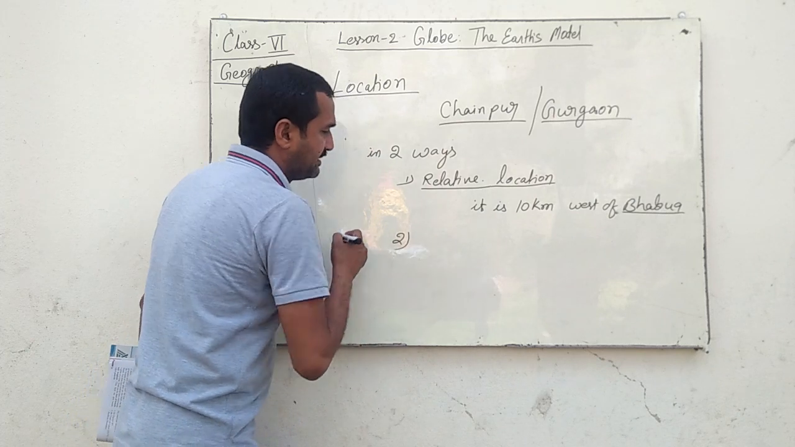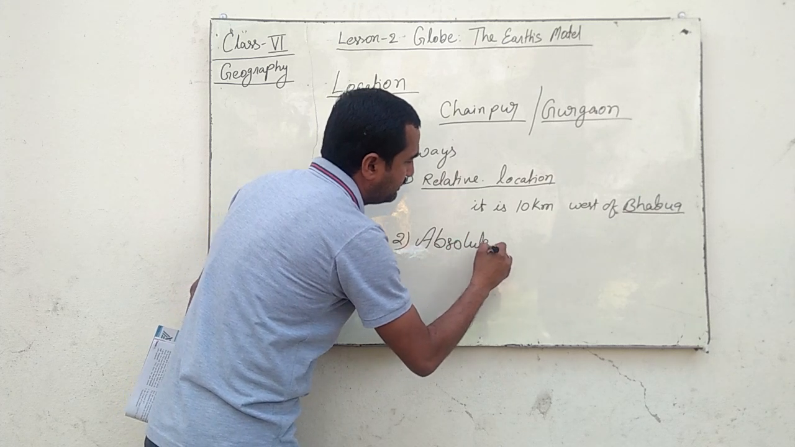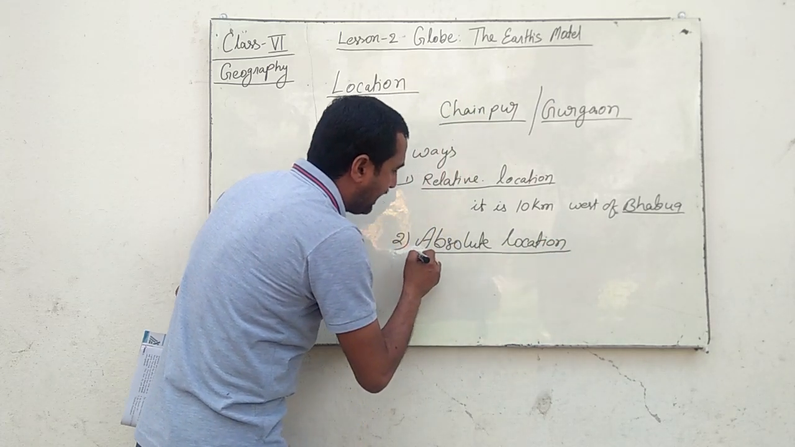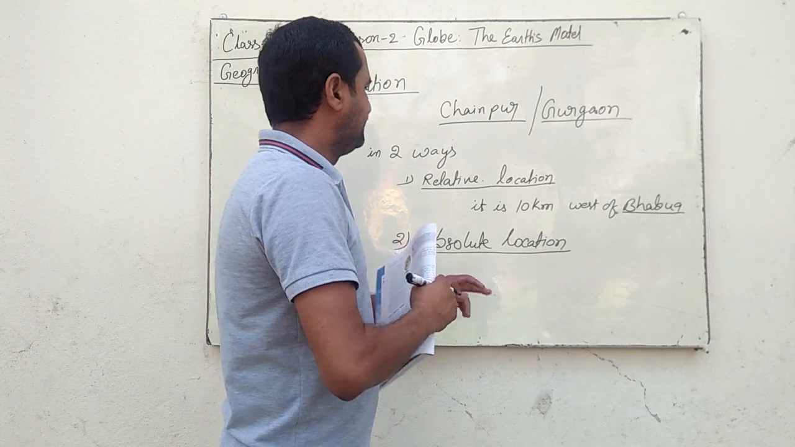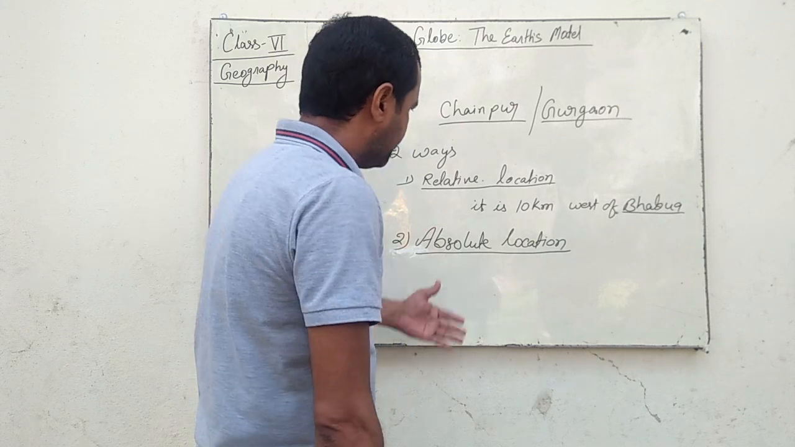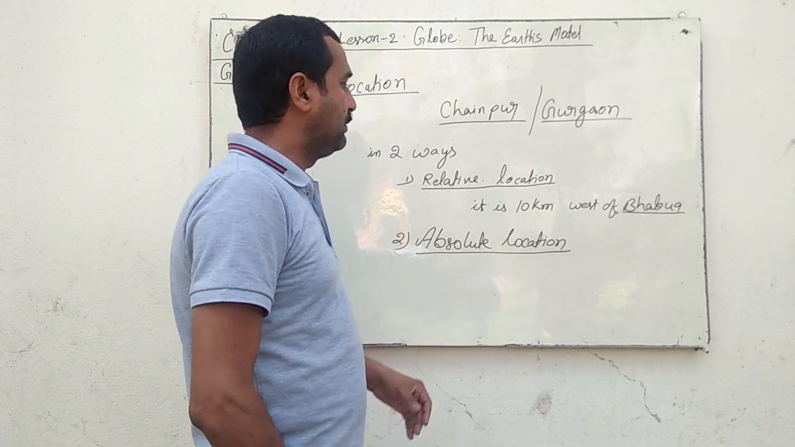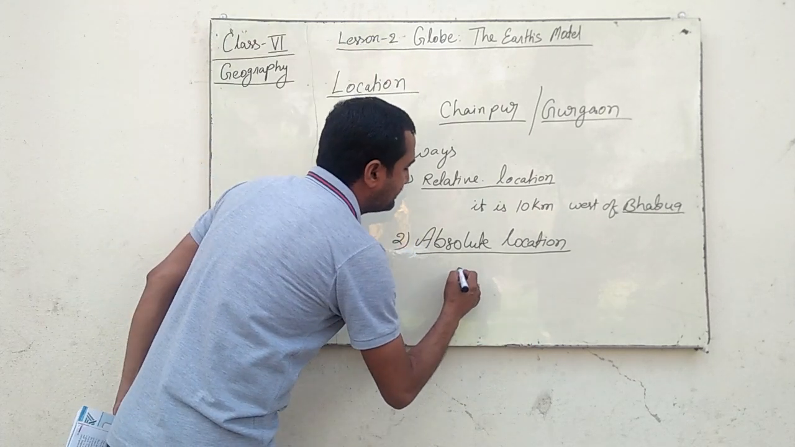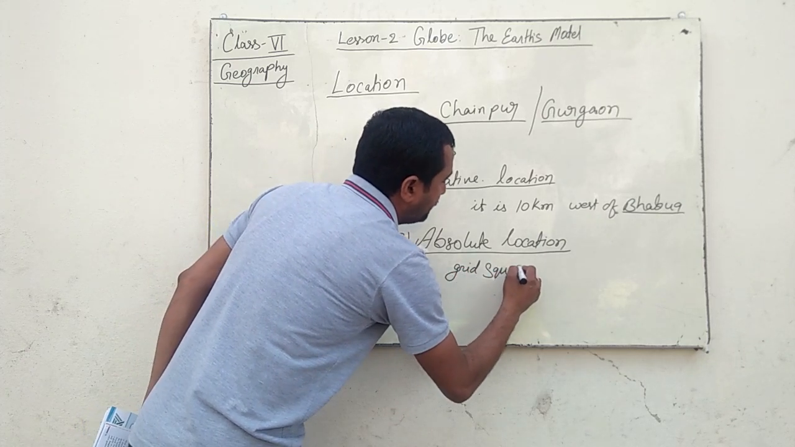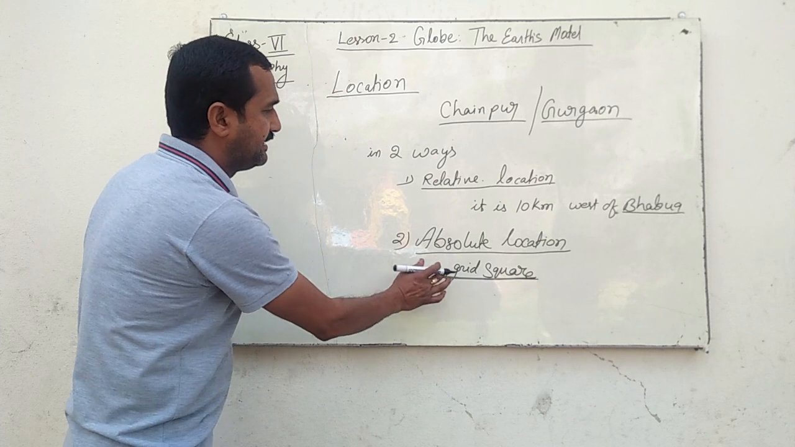Number 2 is absolute location. Absolute location is used by geographers and navigators, representing the exact location of the place. Now this location requires a grid square. I will discuss this. We will cover this topic in great detail.